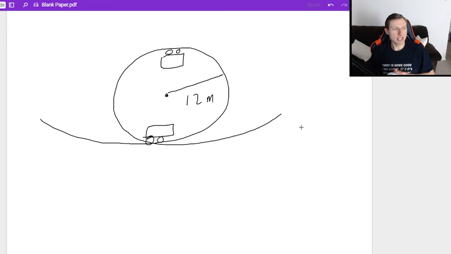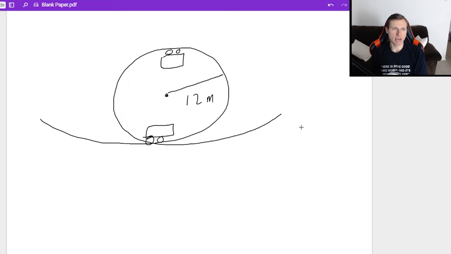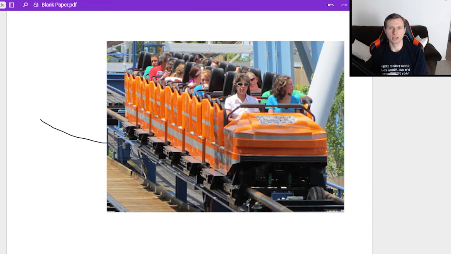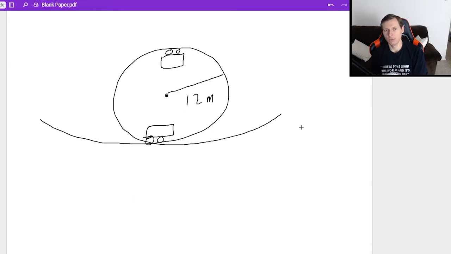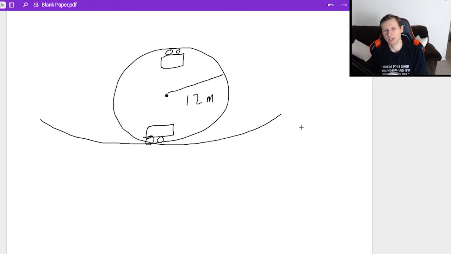But let's say there's an example like this roller coaster in Hershey Park in Pennsylvania, where I'm from. The ride is called the Super Duper Looper. As far as I know, it's the only roller coaster in the world that doesn't have an overhead harness for a loop. It's literally just a lap bar. And when the ride came out in like the 70s or the 80s, they literally had t-shirts that said, "I survived the Super Duper Looper," because it was the only roller coaster that didn't have an overhead harness.